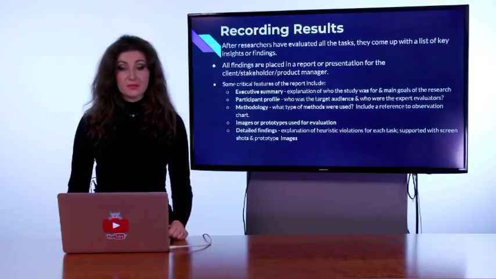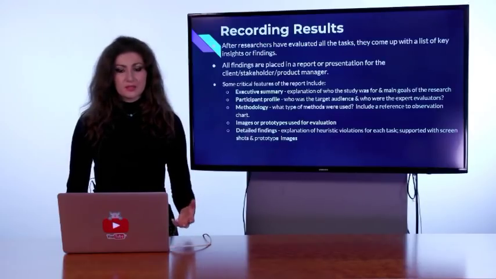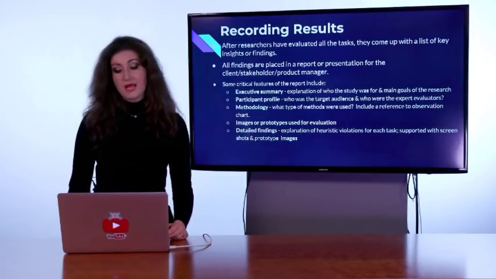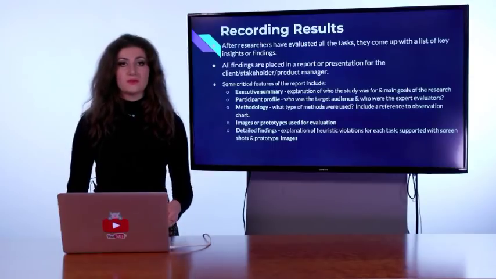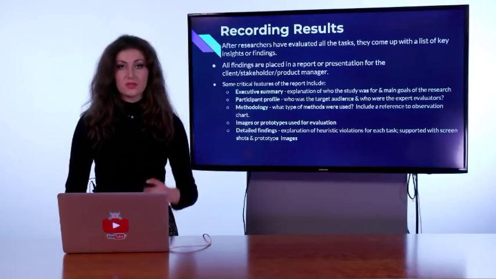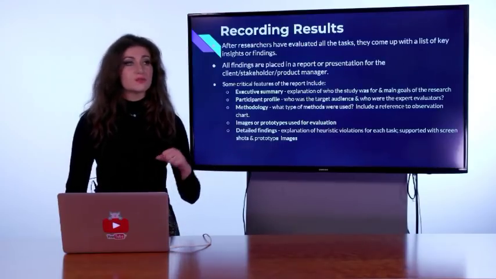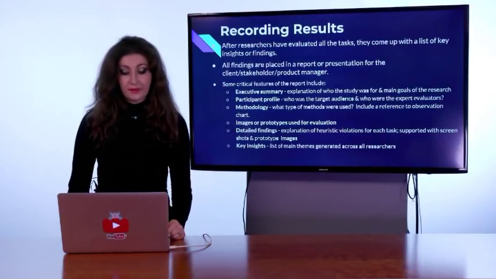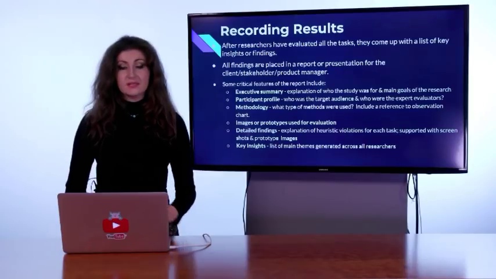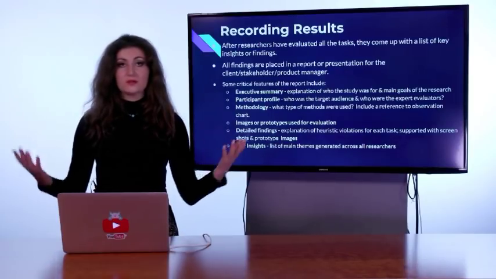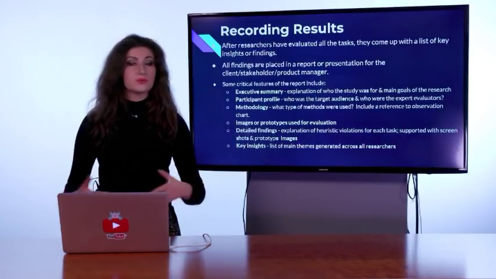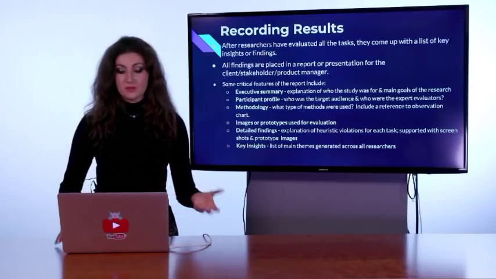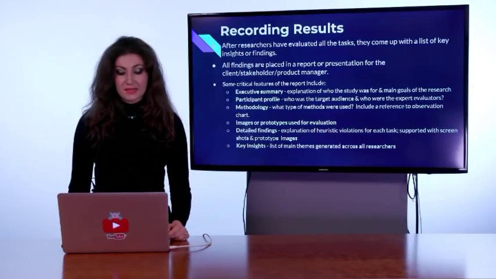Detailed findings make up the chunk of your report, the explanation of the heuristic violations for each task, and you want to support each of these violations with specific screenshots and images calling out, similar to how I showed you the Add To button was highlighted in green. Key insights, right? The list of the main themes generated across all the researchers. So after all three to five reviewers combined the results, what were the key insights? What were those main themes?